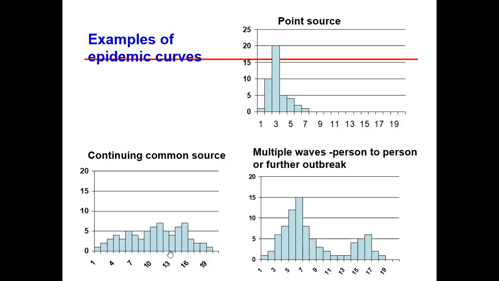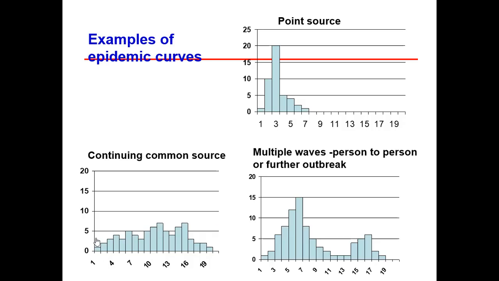This is continuing common source, or otherwise called propagated source. That means that one person infects another person, who infects other people, and that person infects people, like that. So you have multiple people being infected. This is that third graph. You see it in waves, waxes and wanes, waxes and wanes. That's exactly how COVID was. COVID wasn't a point source epidemic, it was a propagated source. You have it waxing and waning.